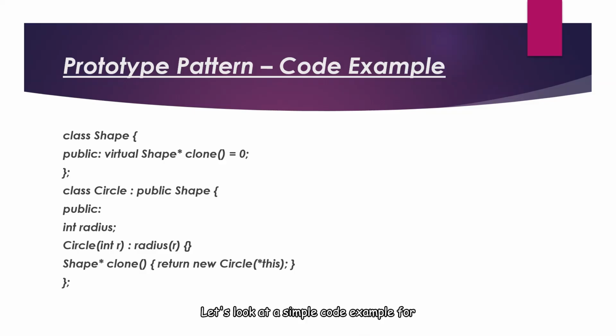Let's look at a simple code example for the prototype pattern. Imagine we have a shape class that is the base class for different shapes like circle and rectangle. Each shape has a clone method and different shapes provide their own implementation of how they should be cloned. In this example, the circle class overrides the clone method to return a new instance of a circle with the same properties. This way, instead of creating a new circle object from scratch every time, we can simply clone an existing one and modify the necessary properties such as the radius. This approach ensures that we save time and resources, especially when creating multiple instances of similar objects.